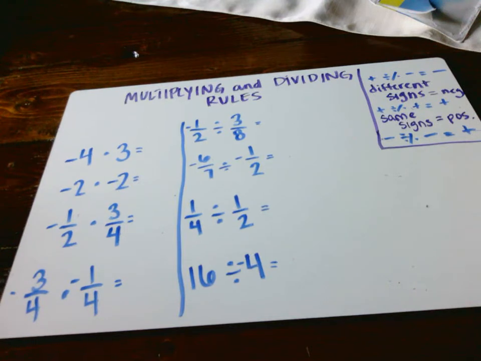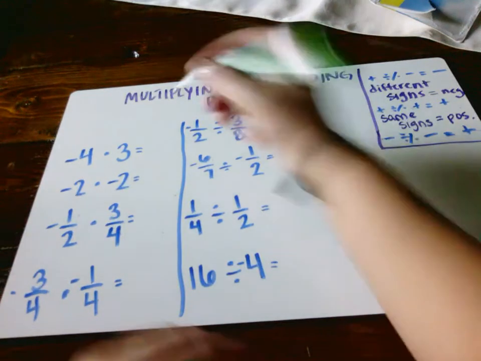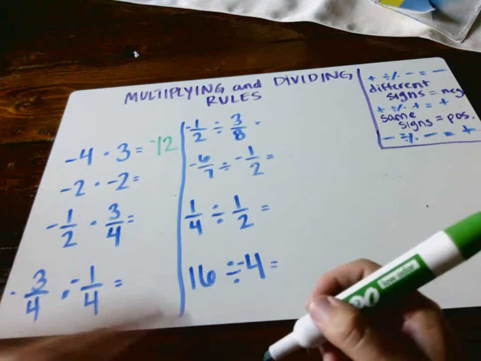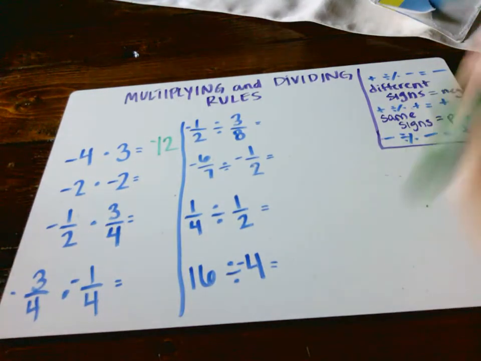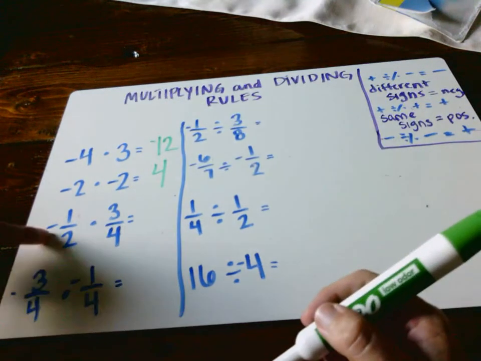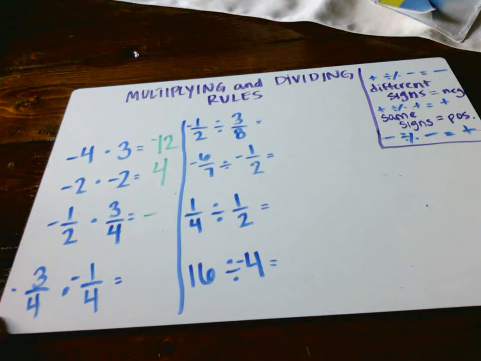So let's look at a couple examples. So these are fairly easy. 4 times 3 we know is 12, but a negative times a positive is a negative. Negative times a negative should be a positive. 2 times 2 is 4. A negative times a positive, we know the answer is going to be negative because they have different signs.